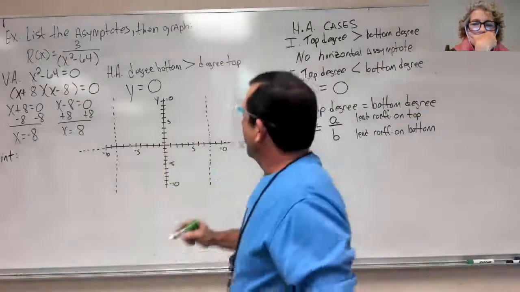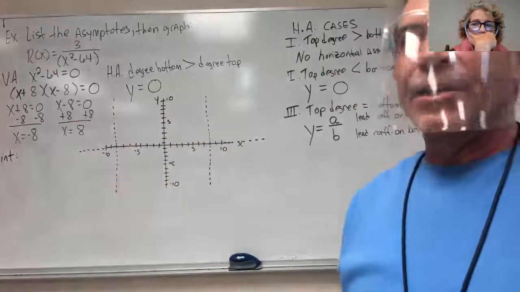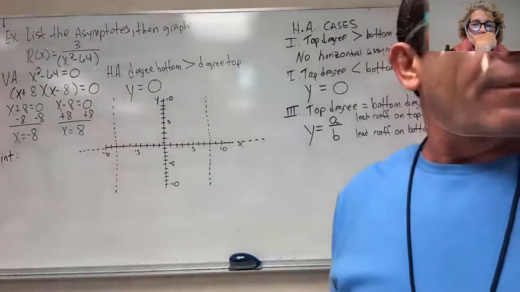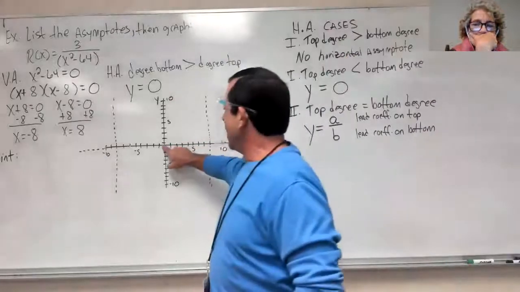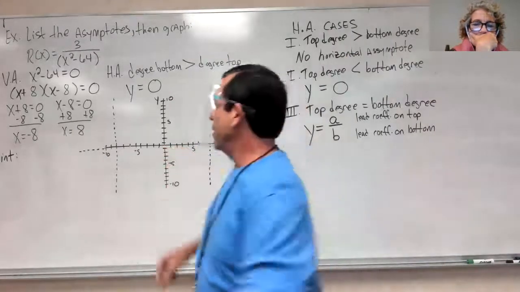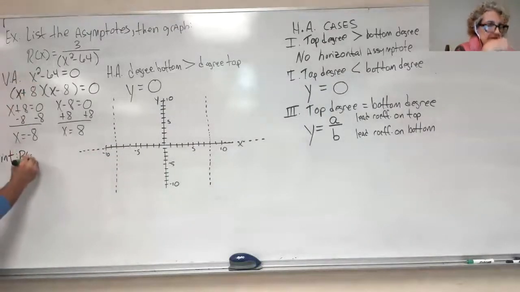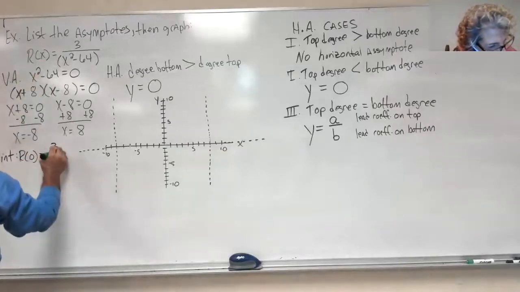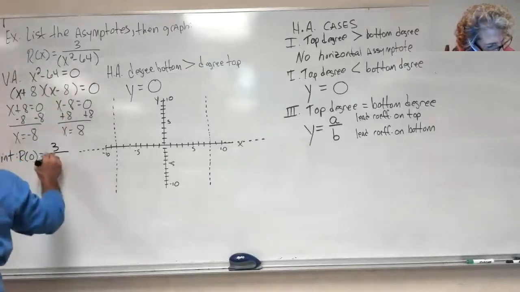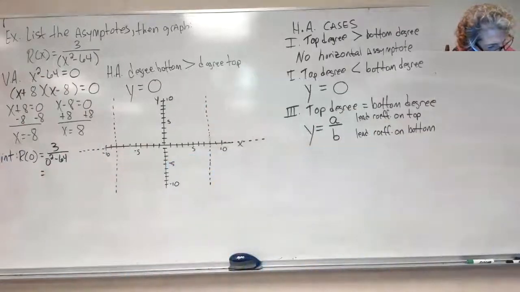The y-intercept, that's what's crossing this y-axis. To find that, can't I just put a 0 in for my x's? Right, ain't that how you find a y-intercept? Anything on this line has an x value of 0 right there. So to find a y-intercept, you're finding r of 0. So you're going to have 3 over 0 squared minus 64. I'm going to have to break out the calculator on that, right?